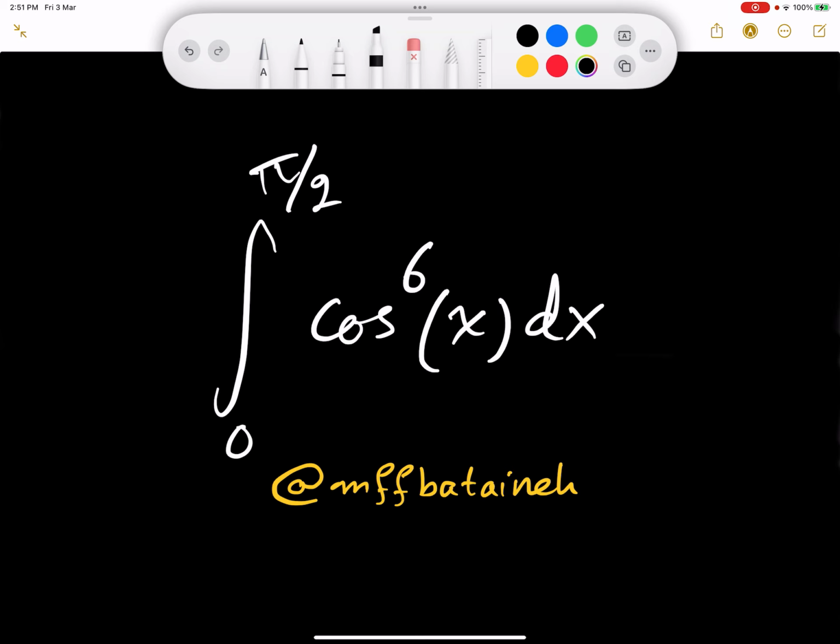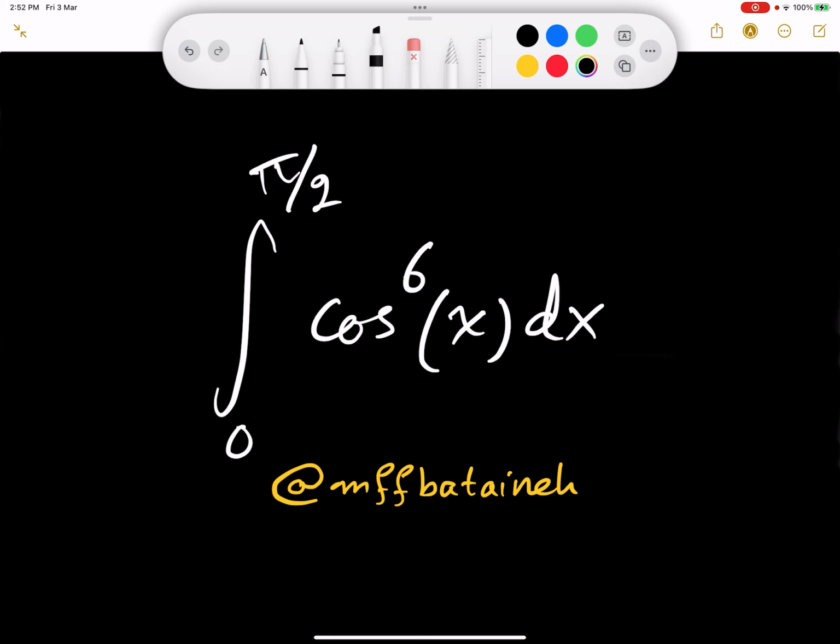In this video, I'm going to teach you how to solve for this definite integral. So we have here the definite integral from 0 to pi by 2 of cosine to the power 6 of x dx. So how can we solve for this? If you're interested, pause this video, give this problem a try, and then keep watching this video for a solution.